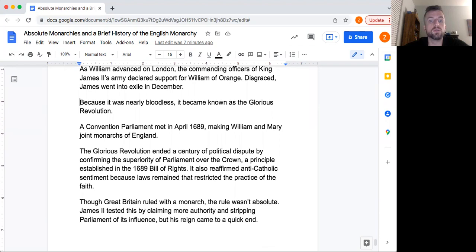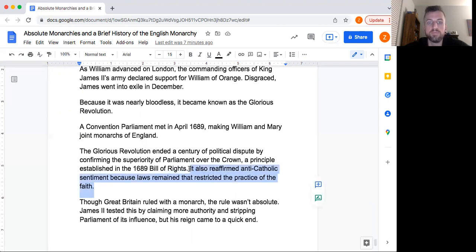The Glorious Revolution ended a century of political dispute by confirming the superiority of Parliament over the crown, a principle established in the 1689 Bill of Rights. It also reaffirmed anti-Catholic sentiment because laws remained that restricted the practice of the faith. Again, keep that sentence in mind.